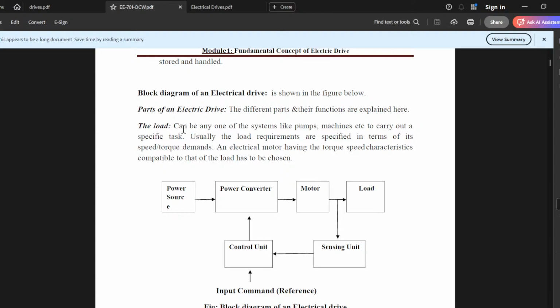The load can be any of the systems, as we know, in the industrial, residential, or commercial use case. We have pumps, machines that carry out specific tasks, like submersibles, cranes, all these things. Usually the load requirements are specific in terms of speed and torque demand. What this line means is some devices need more speed than torque, and some need more torque than speed. An electrical motor having torque-speed characteristics compatible with that of the load is to be chosen.